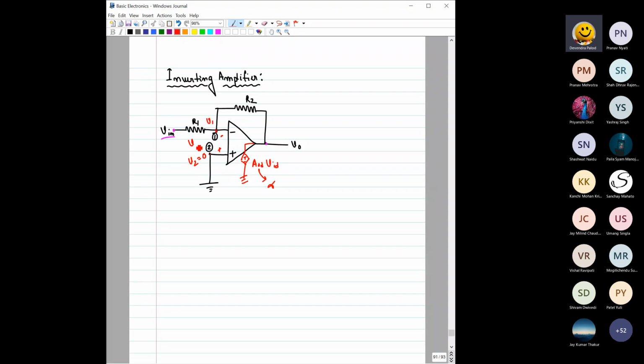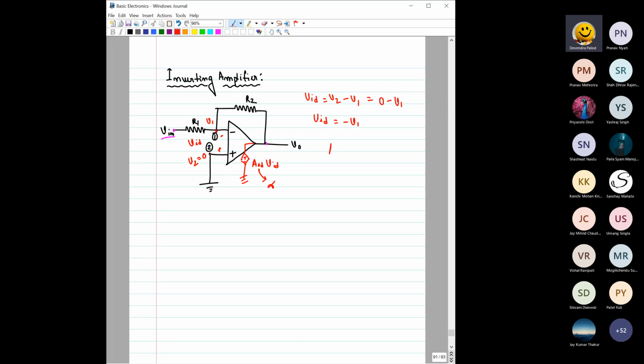So what is VID? VID is the difference, positive minus negative, so it is basically V2 minus V1. V2 is 0. What is V1? We don't know. So it is minus V1 only, right? So VID equals minus V1.